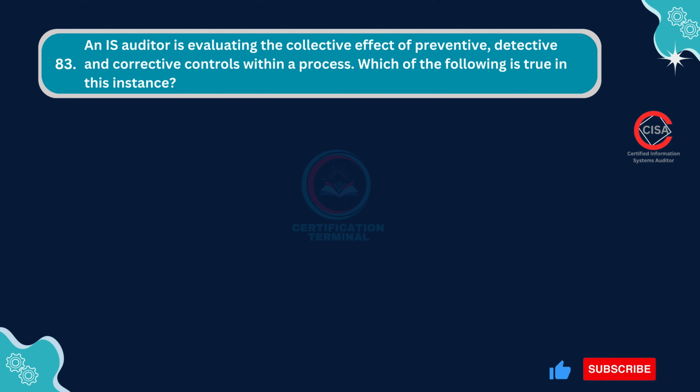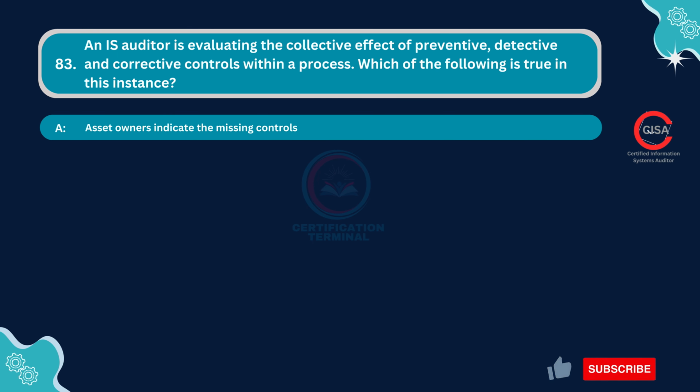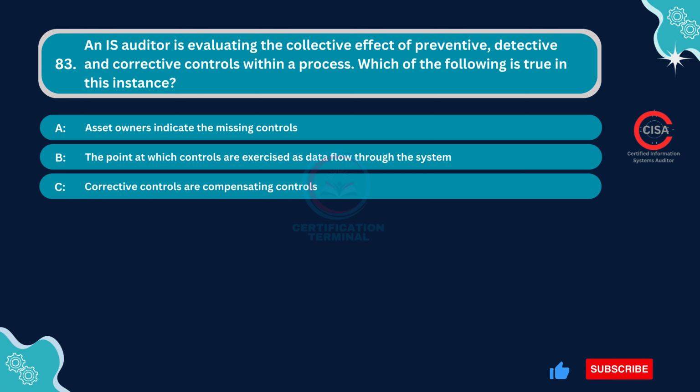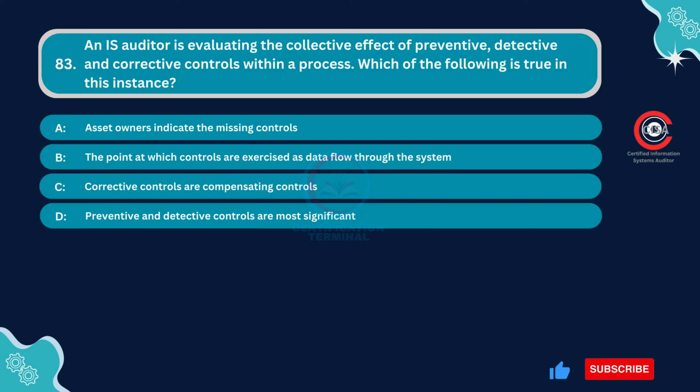Question number 83. An IS auditor is evaluating the collective effect of preventive, detective, and corrective controls within a process. Which of the following is true in this instance? Option A, asset owners indicate the missing controls. Option B, the point at which controls are exercised, as data flow through the system. Option C, corrective controls are compensating controls. Option D, preventive and detective controls are most significant.